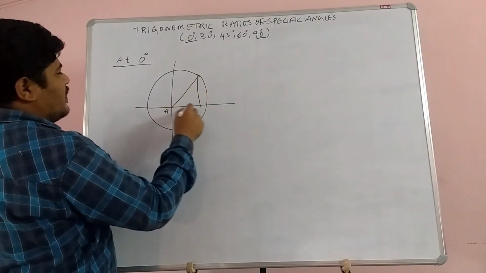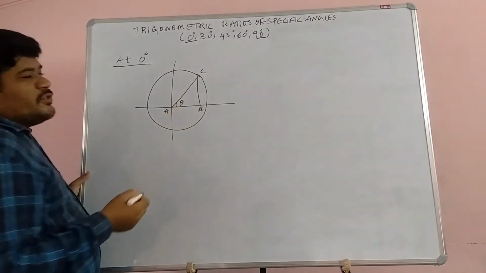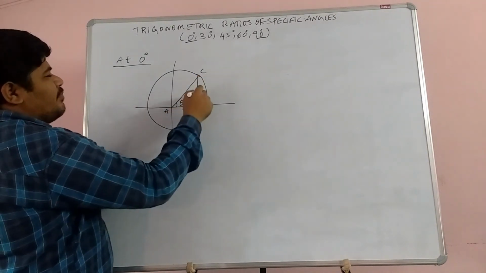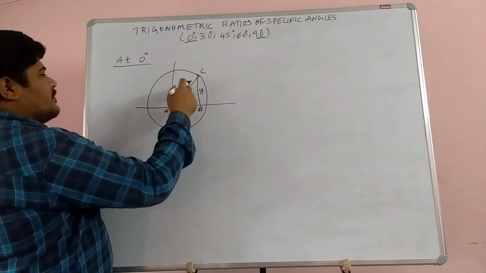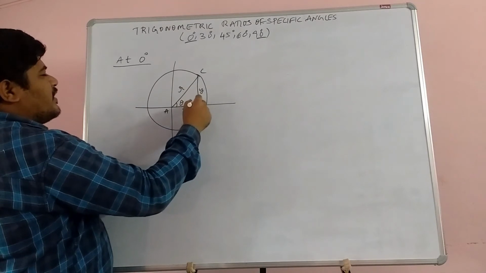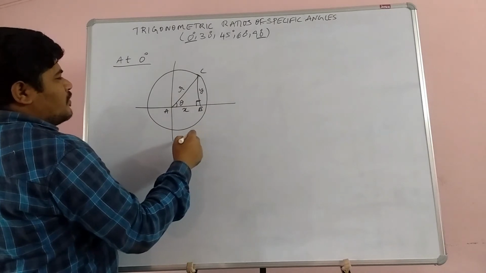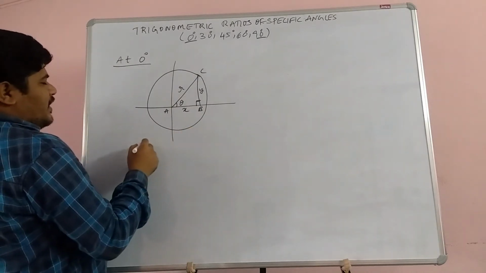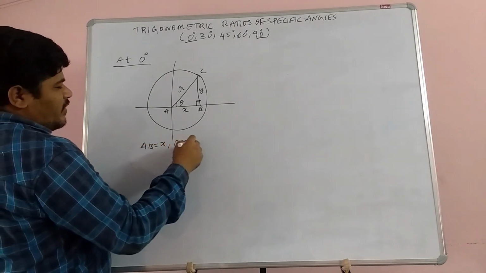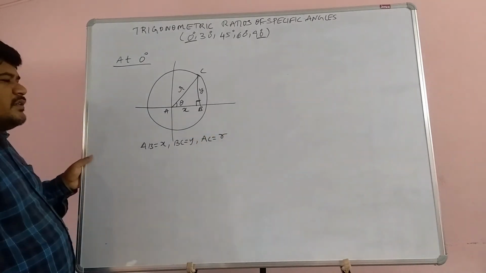Okay, so triangle ABC. Let theta be here, and students, let the length of AB be x and the length of BC be y, and take the length of AC as r, and this is the hypotenuse. So here we are taking a right angle triangle. Okay, so the right angle is at B. So now, in triangle ABC, AB is equal to x, BC is equal to y, and AC is equal to r. Okay, right.